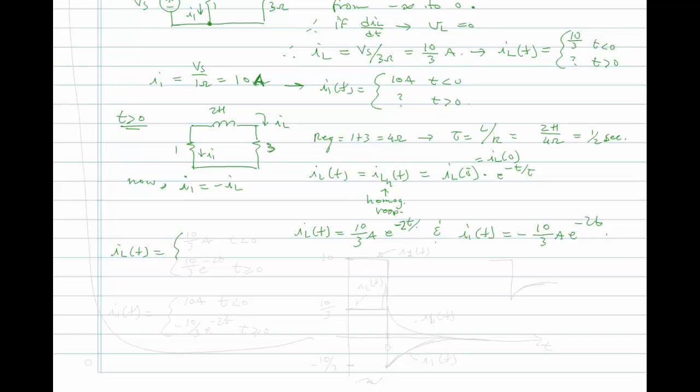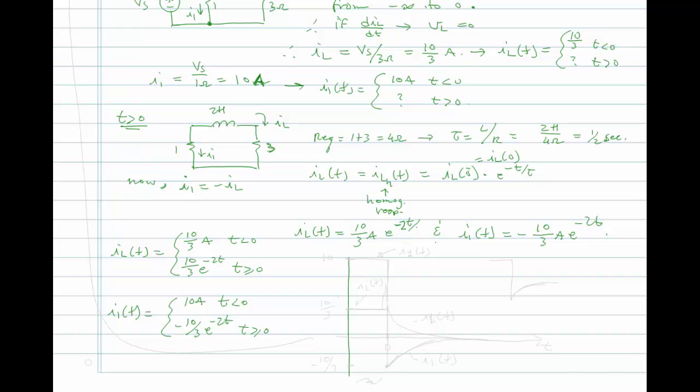We can write that before time 0, it's 10/3 of an amp for t less than 0, and it is 10/3 times e to the minus 2t for time greater than or equal to 0. And we can say that I1 is equal to 10 amps for t less than 0, and for time greater than 0, it is minus 10/3 of an amp e to the minus 2t. Okay, let's plot that.